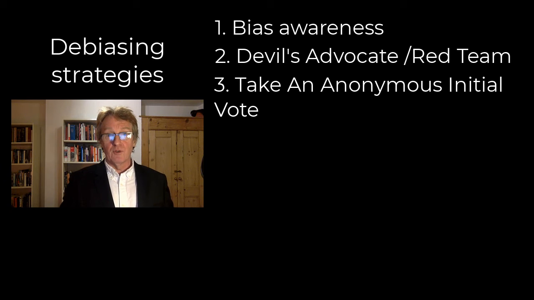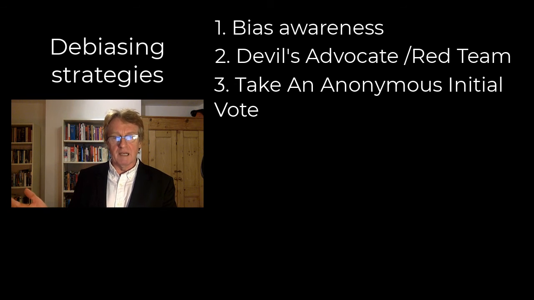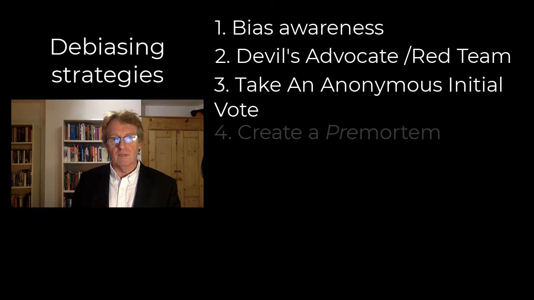Number 3, hold an anonymous initial vote. In order to avoid the damaging consequences of, in particular, the anchoring effect, some organisations run an initial pre-meeting anonymous vote regarding value or what decisions should be made. That way, when somebody suggests, say, an initial figure in the meeting, people are less likely to be dragged in the direction of that first heard figure.